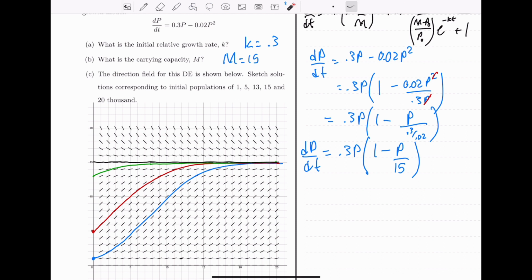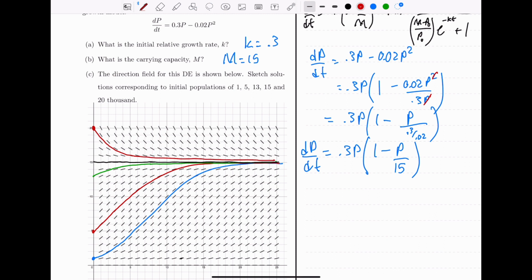Let's look at the last scenario. What if the population starts at 20,000? Somehow we've got more than what the environment can handle. The carrying capacity is only 15. So what if we start at 20,000? Here's what that graph looks like. We start at 20,000 and we have negative slopes. The population is declining until it starts getting closer and closer to 15.